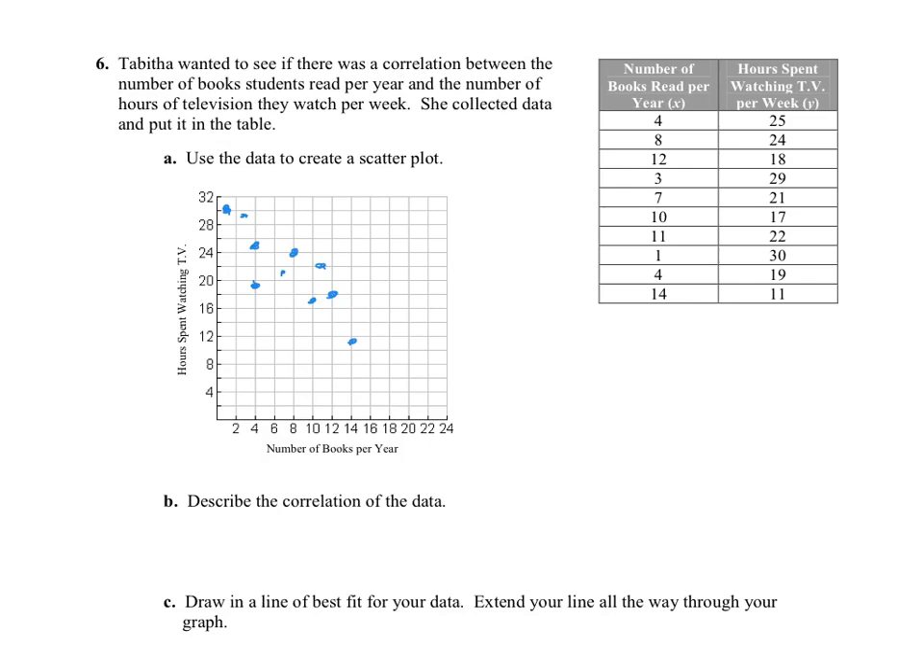Part B says, describe the correlation of the data. So what happens as the number of books read each year increases? What happens to the amount of TV watched? You'll notice that it decreases as well. So as one increases and the other one decreases, what type of correlation is this? This is a negative correlation, because as one value increases, the other value decreases. That's negative.